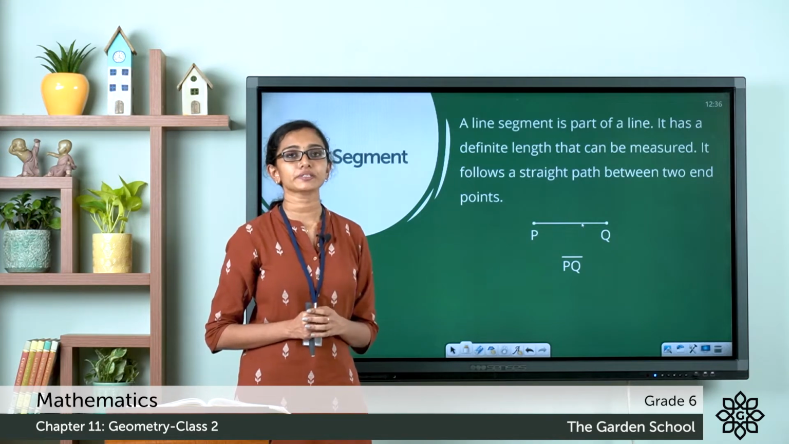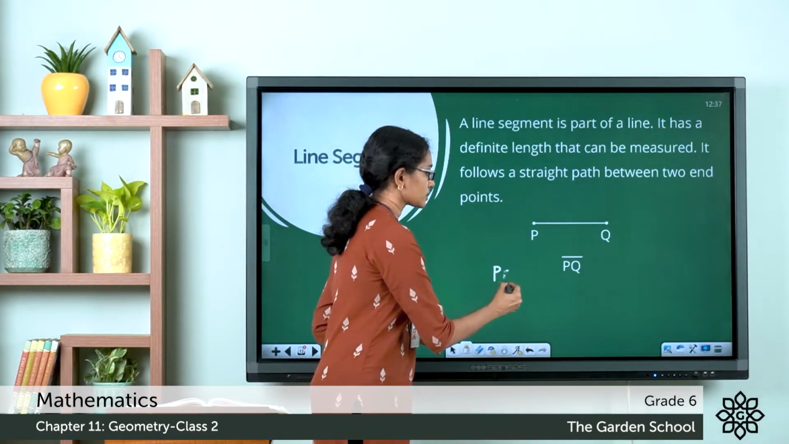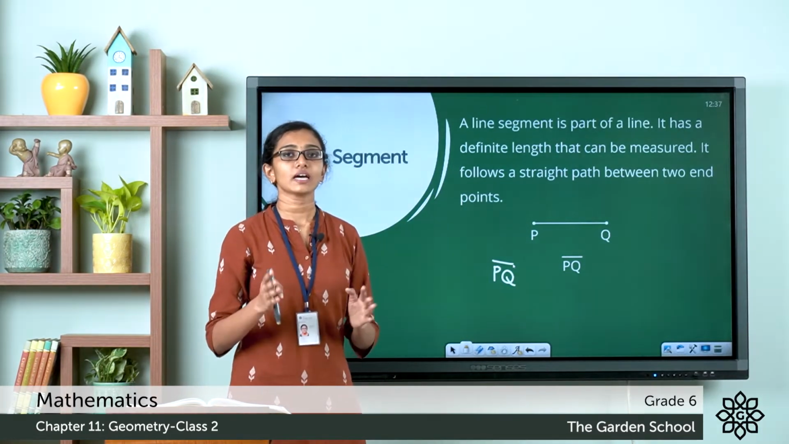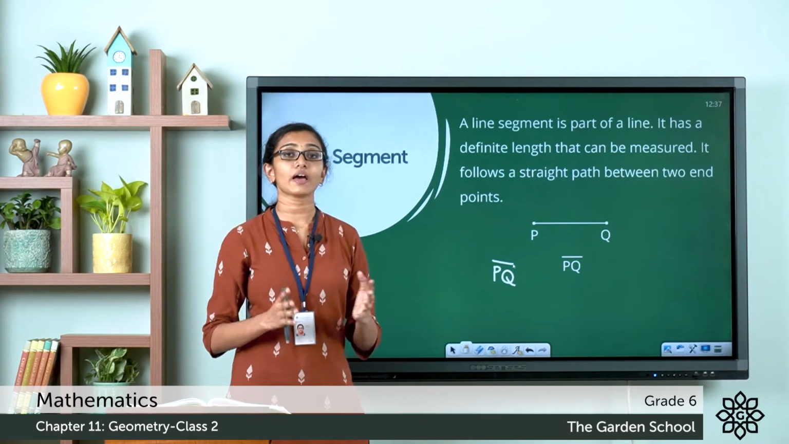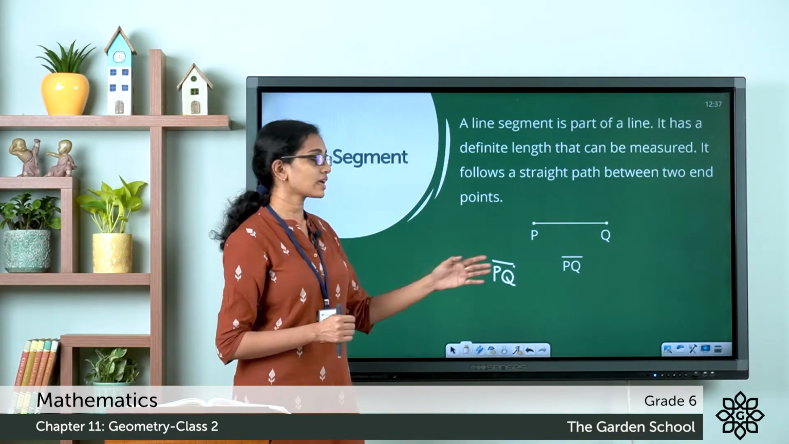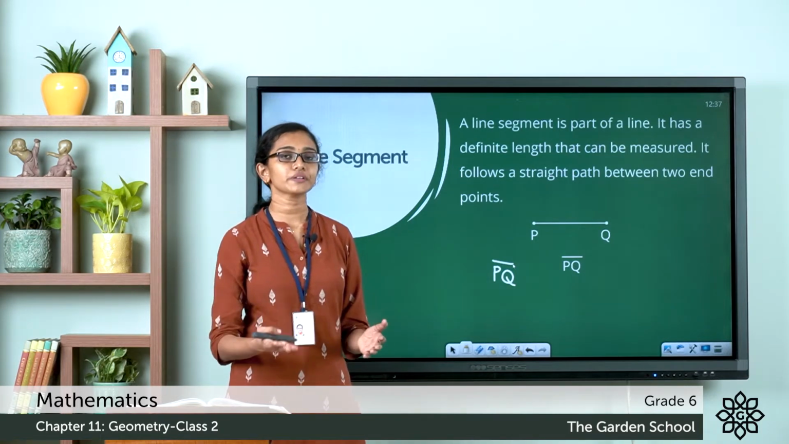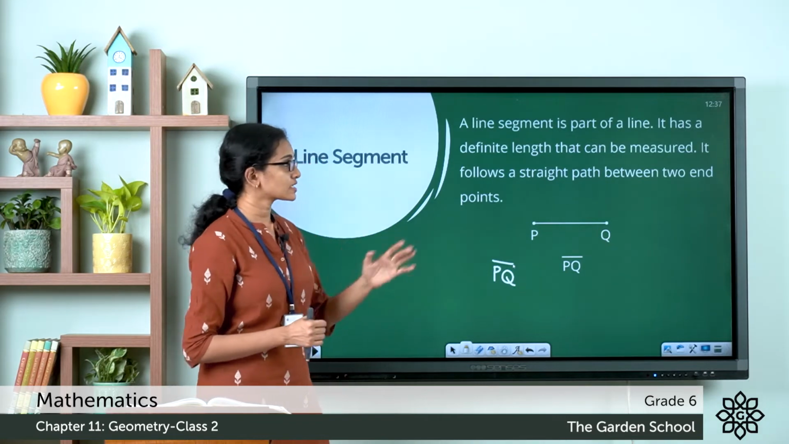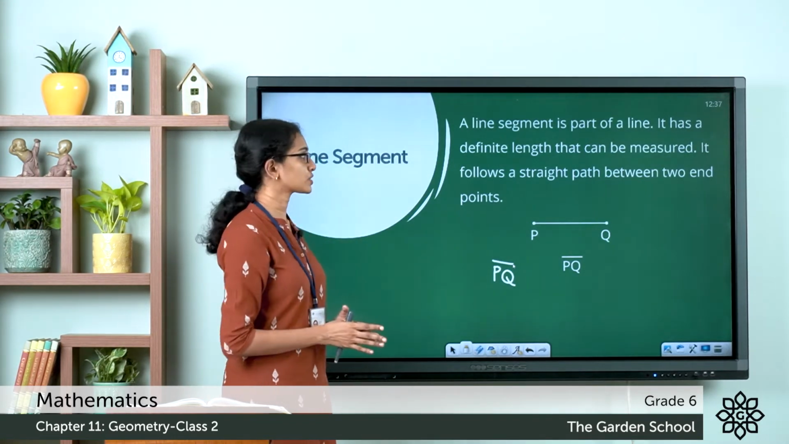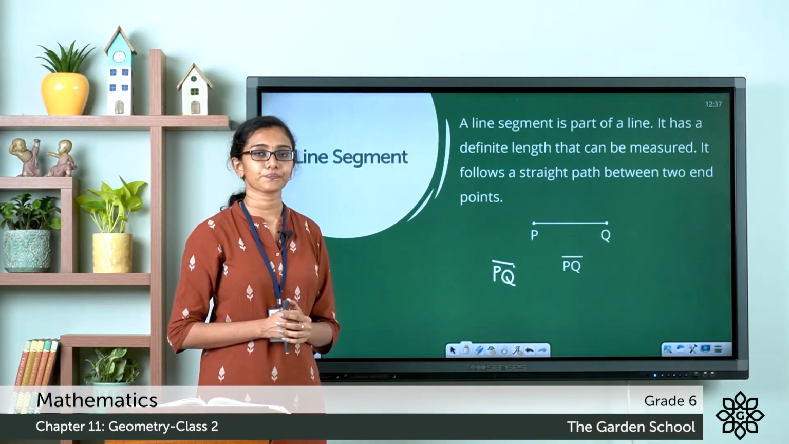Now how do you represent a line segment? You write the name of the endpoints and above that you draw a small line like this. Note that this small line does not have arrows at both ends. If it has got arrows, then it's a line. Since it does not have arrows, it means it is a line segment. So how do you define a line segment? A line segment is a part of a line and it has a definite length that can be measured, and it follows a straight path between 2 endpoints.